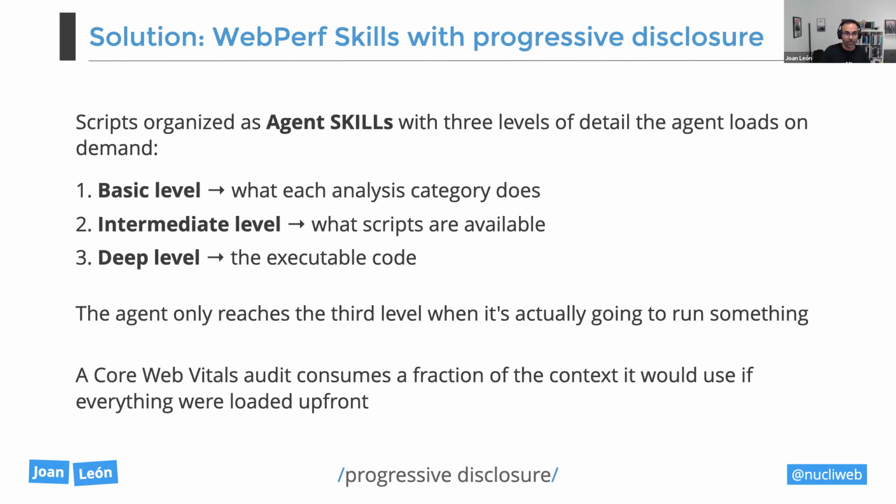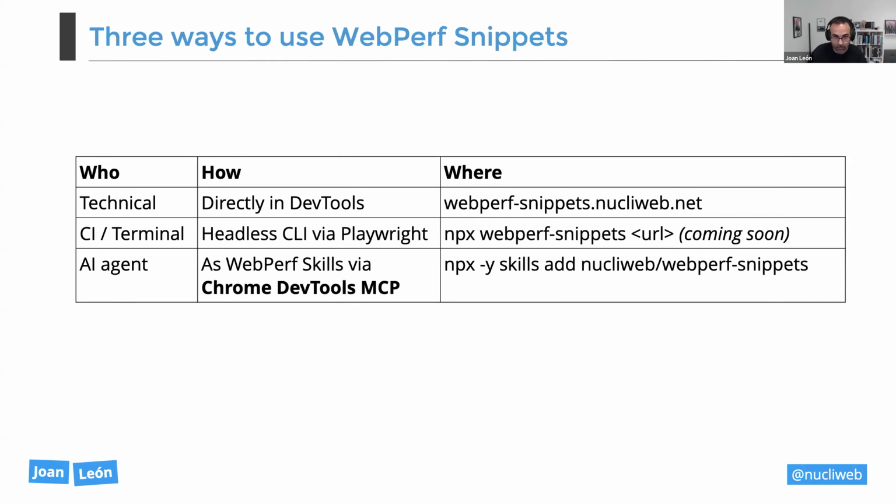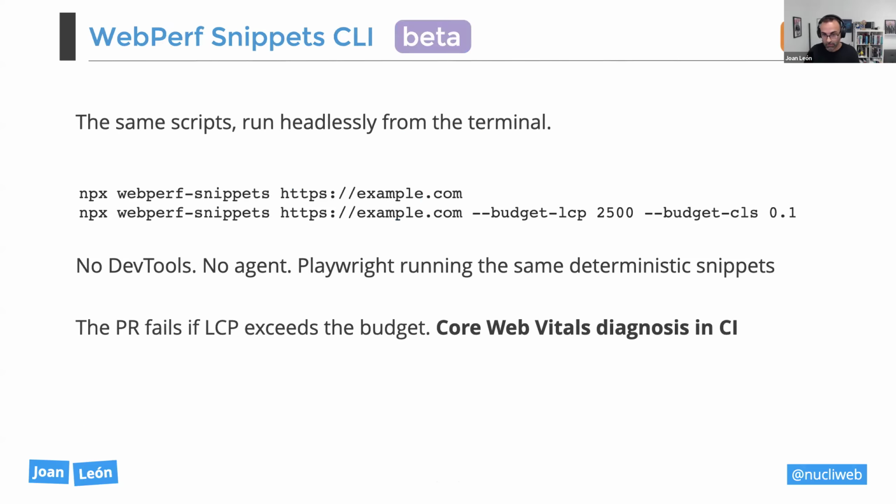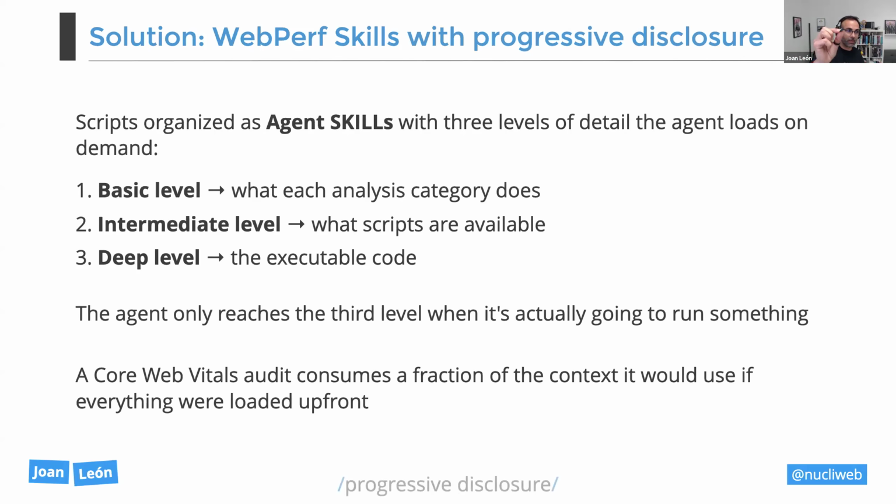We have three levels. The basic level is to detect the category. The basic level is for the agent to detect which skill to use to solve the question or the prompt. Intermediate is what scripts are available, and deep level is to execute the code.